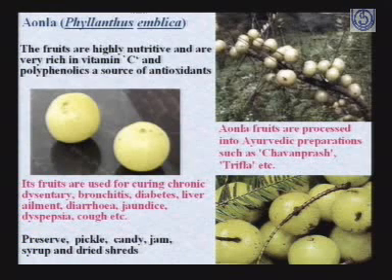One such product is apple murabba or preserve, which is very popular in this country, but there are various other products like preserve, pickle, candy, jam, syrup, dried shreds. All these products can be manufactured from this fruit, and this can find an avenue for the export trade.